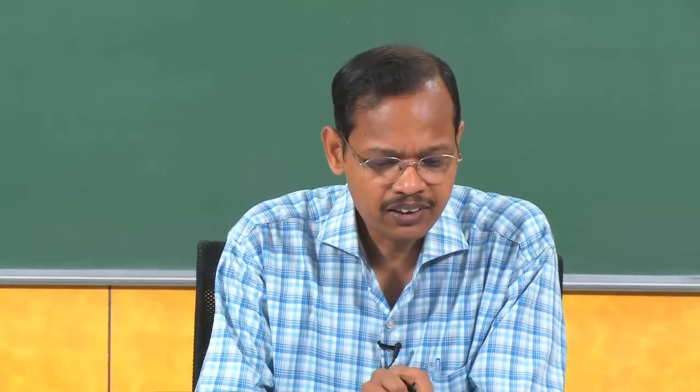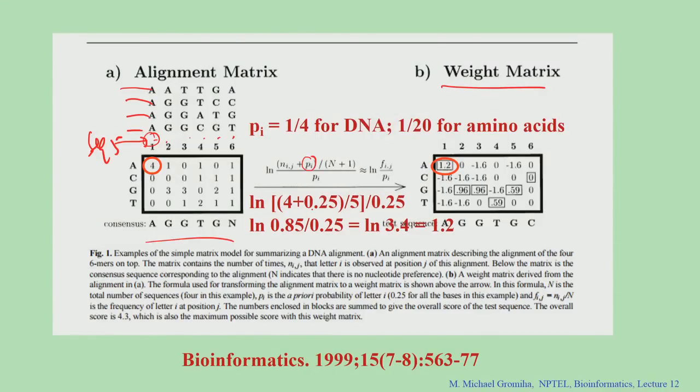So, here this is a pi. This is equal to 0.25 in the case of DNA, that is 1 by 4, and equal to 1 by 20 for the case of amino acids. So, now they use Nij, right. Here Nij equals 4 plus the probability. If you add one more, what is the probability of having that nucleotide? This is 0.25 divided by, now the number of sequences will be added to 1, 4 plus 1. So, now add one more sequence. So, 4 plus 1 equals 5.